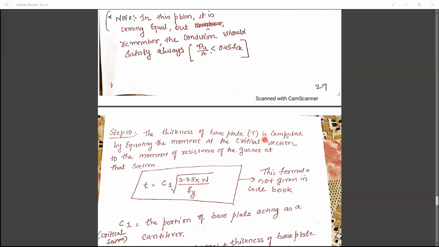So the thickness of the base plate is completely governed by moment at the critical section. See, this thickness, you need to remember this formula. This formula is not given in the code book. So t is equal to square root of 2.75 into W by Fy into C1 squared.